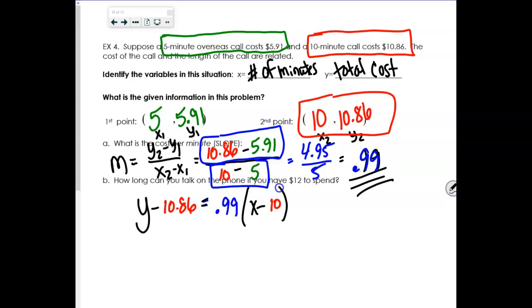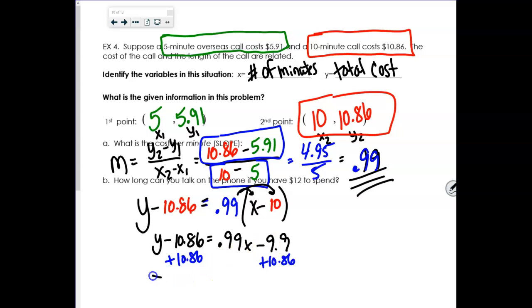All right, let's distribute the 0.99. I'm going to need some calculator help in a minute here, guys. I'll do decimals in my brain. All right, y minus 10.86 equals 0.99x minus 9.9. Alrighty, then add the 10.86. So now the equation is in that form that we're used to seeing.